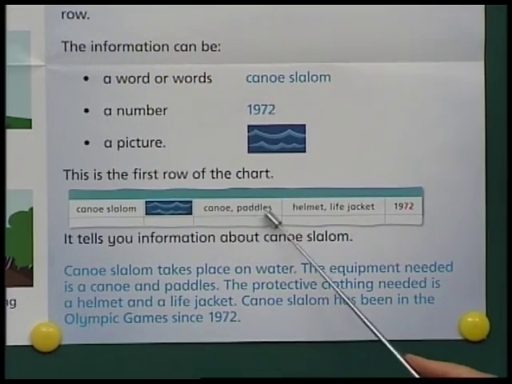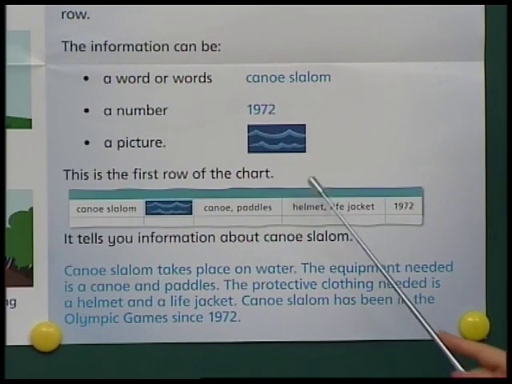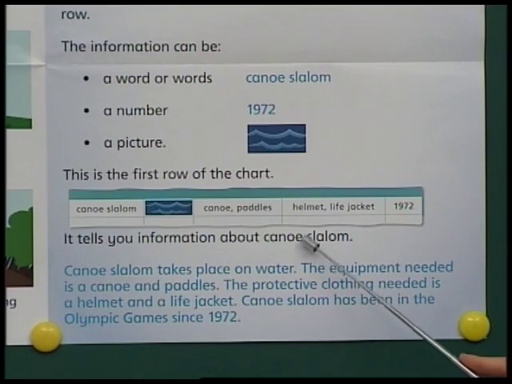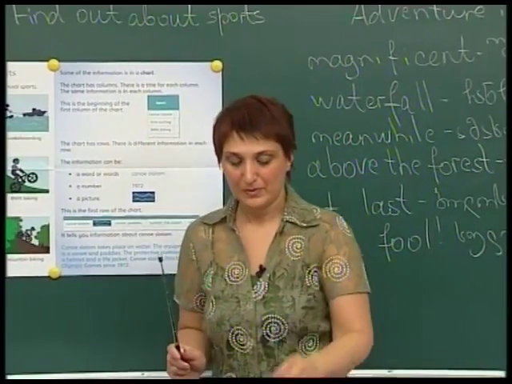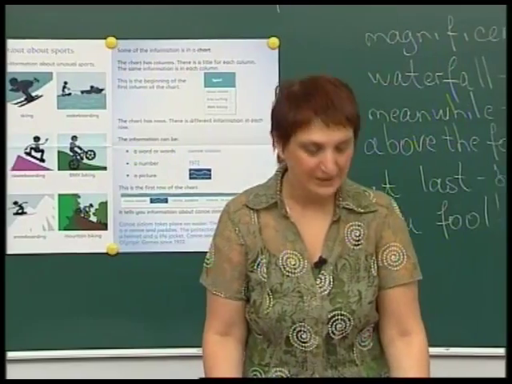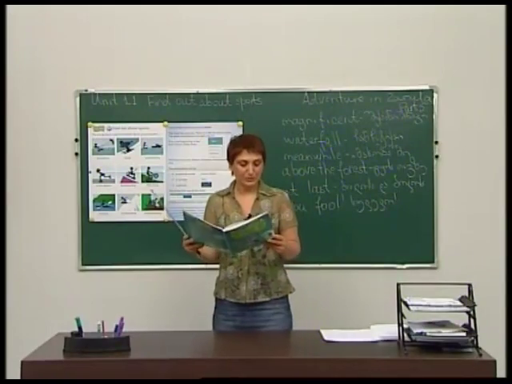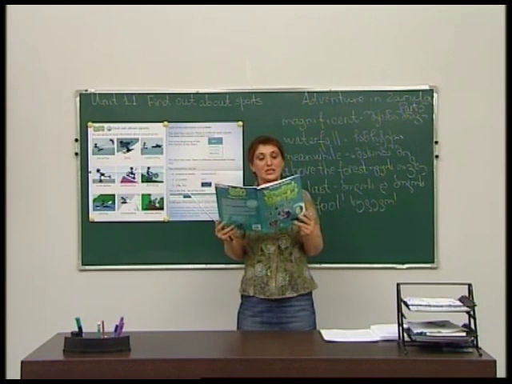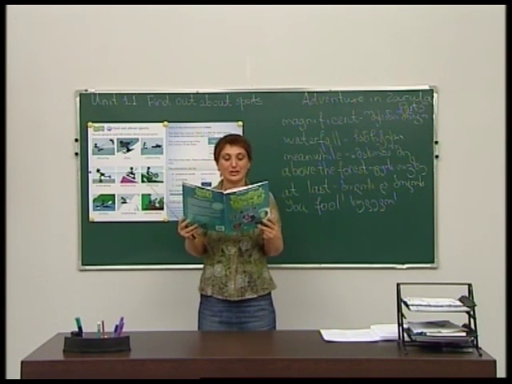So it is divided into different rows. So it tells you information about can you slalom. Now look, in your books at page 118, here you can see read and complete the winter sport chart.